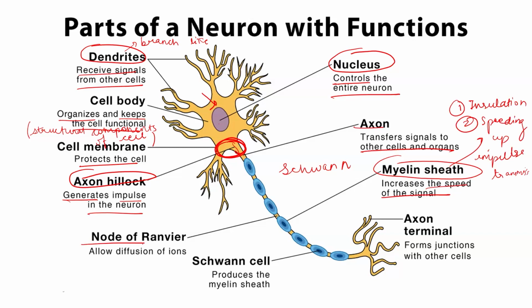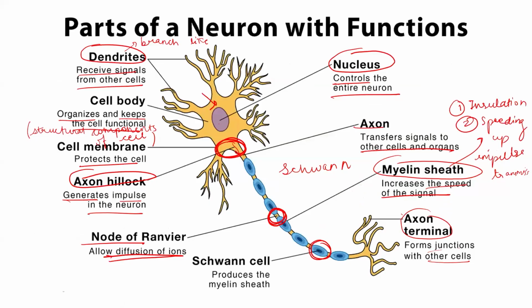Then we have nodes of Ranvier. Nodes of Ranvier are the gaps in the axons where the myelin sheath is absent, and they allow the diffusion of the ions. Schwann cells are the cells that produce the myelin sheath. And the last part is the axon terminal that forms the junctions with the other body, or there may be some other neuron to which the impulse is to be transmitted.